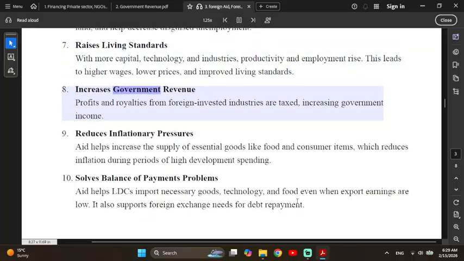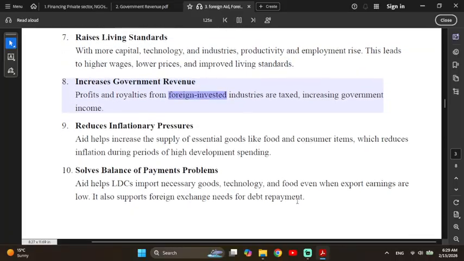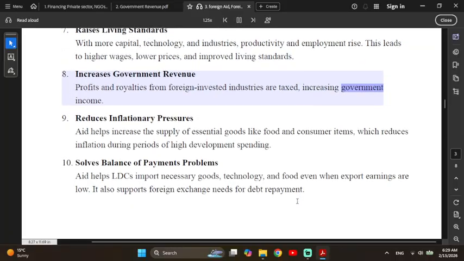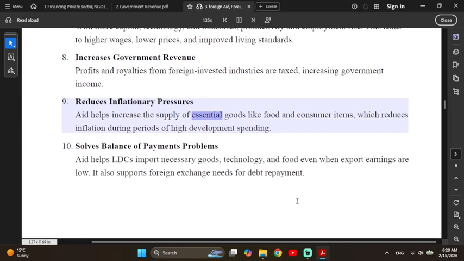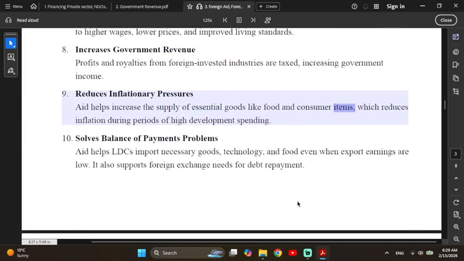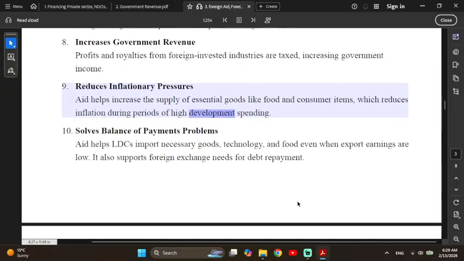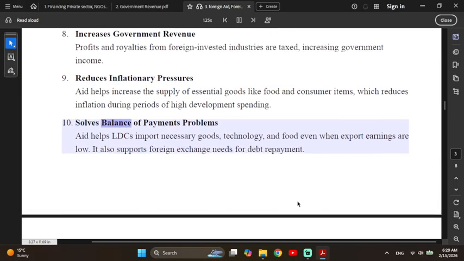8. Increases government revenue. Profits and royalties from foreign invested industries are taxed, increasing government income. 9. Reduces inflationary pressures. Helps increase the supply of essential goods like food and consumer items, which reduces inflation during periods of high development spending.